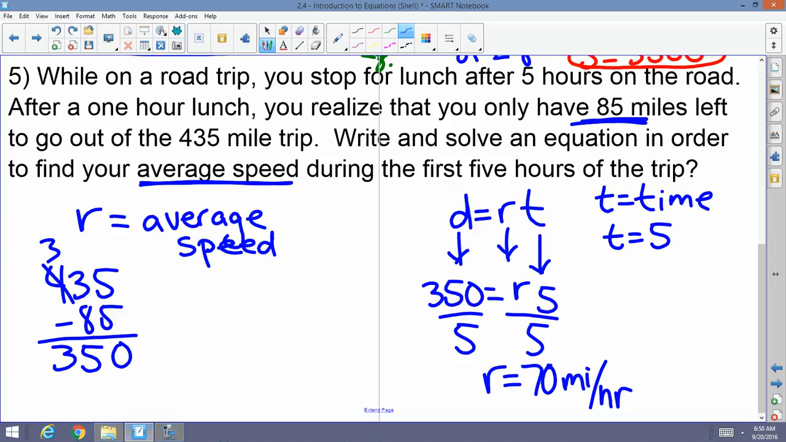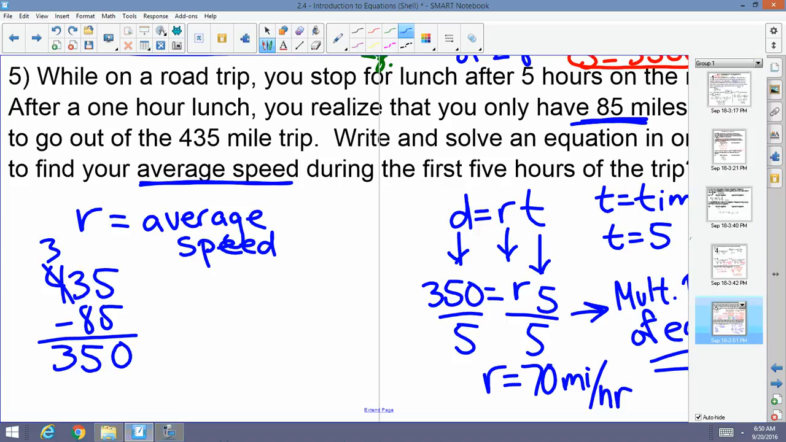And I was able to divide both sides by 5 because of the multiplication property of equality. All right? And there you have it.